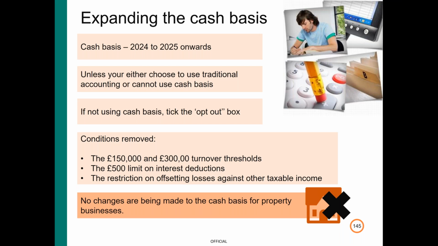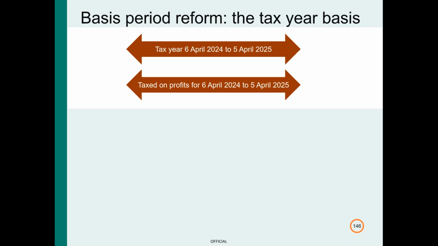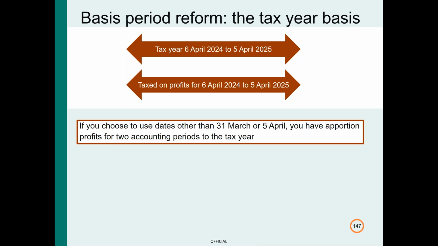You may or may not already be aware that from April 2024, if you are self-employed or in a trading partnership, you must report your profits on a tax year basis. Although businesses remain free to choose their accounting date and prepare accounts to any date in the year, if they do not do this to a period between the 31st of March and the 5th of April, they will need to apportion profits from 2 accounting periods to the tax year.